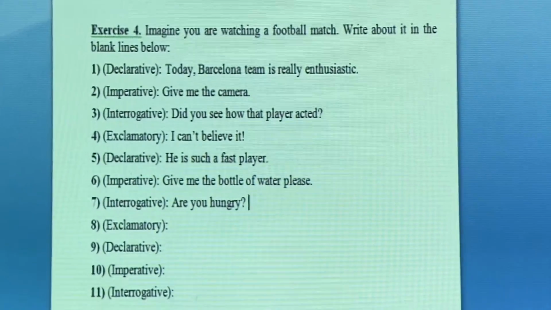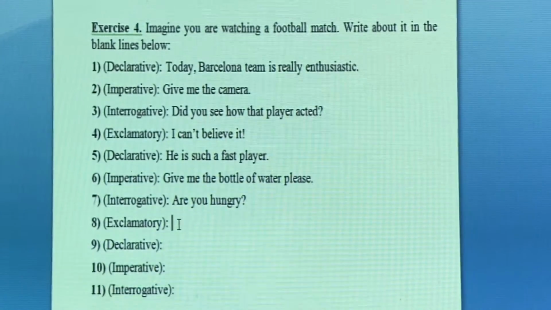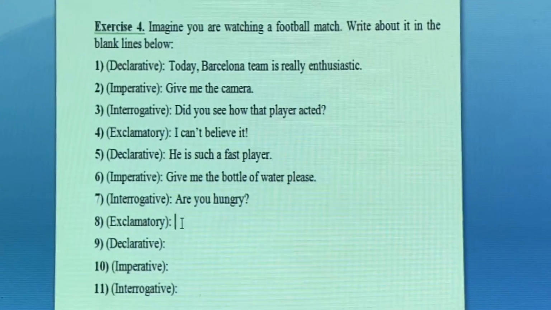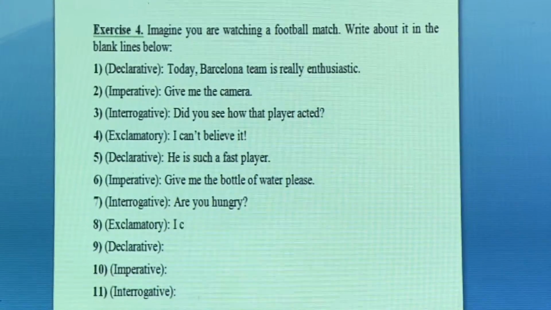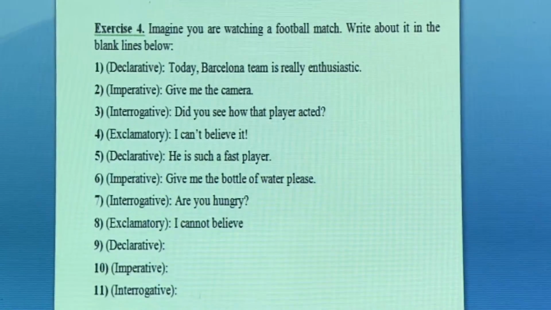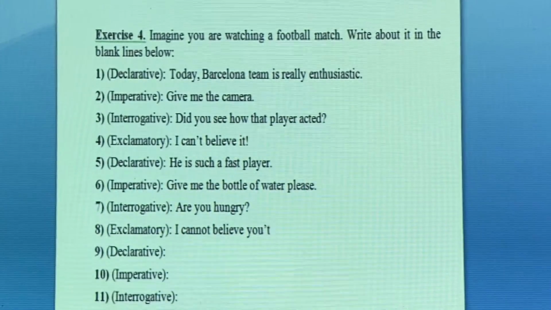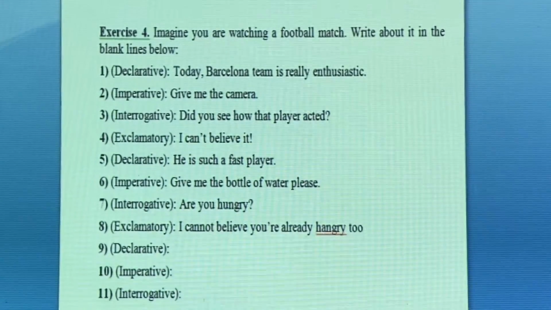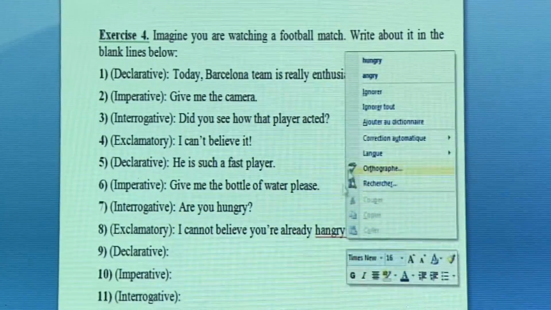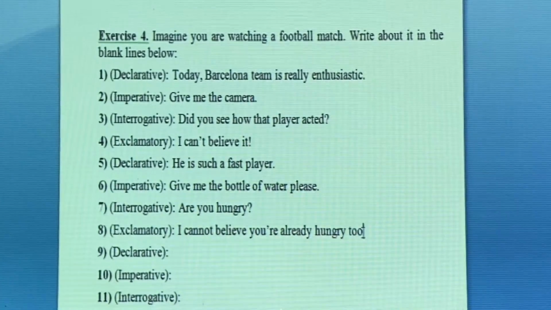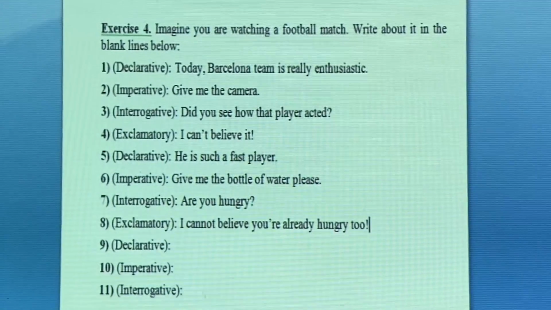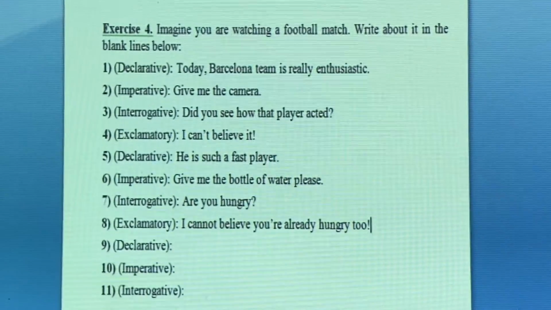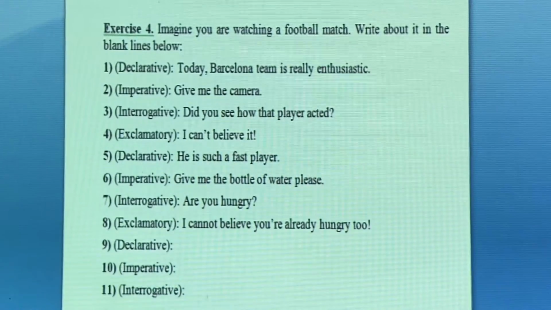Your friend would say, if you ask him, are you hungry, you could say, for instance, I cannot believe you're already hungry too. Yes, you. I cannot believe you're already hungry too. When you are watching a football match, you get thirsty and hungry, you eat chips, sandwiches, everything. Are you hungry? And of course, because you are hungry, you say, I cannot believe you're already hungry too.